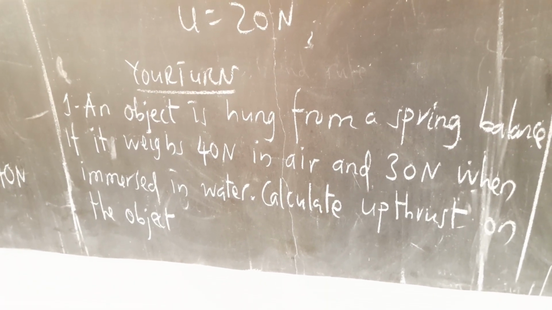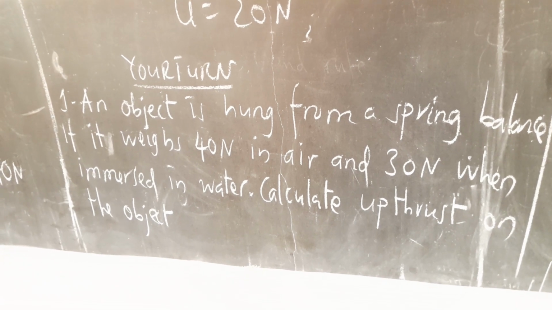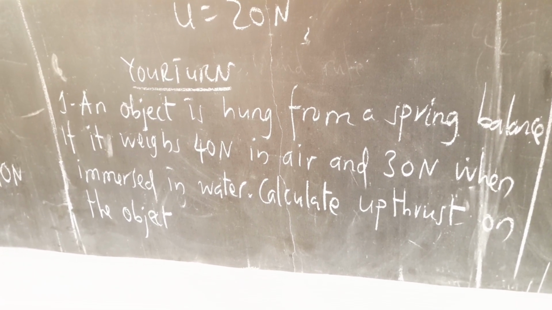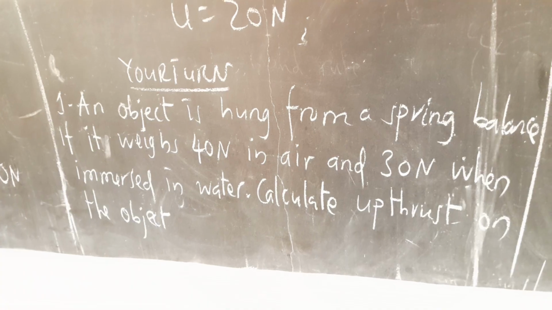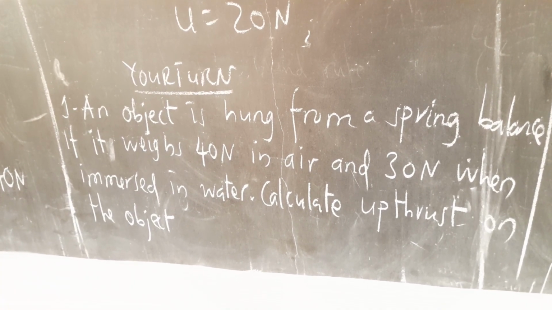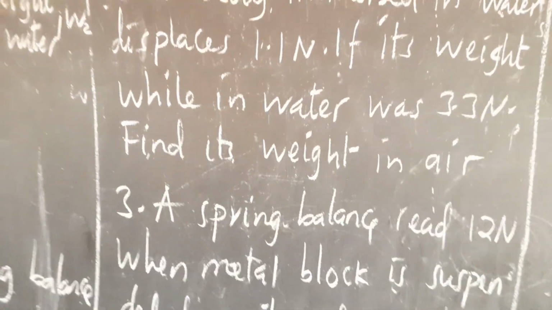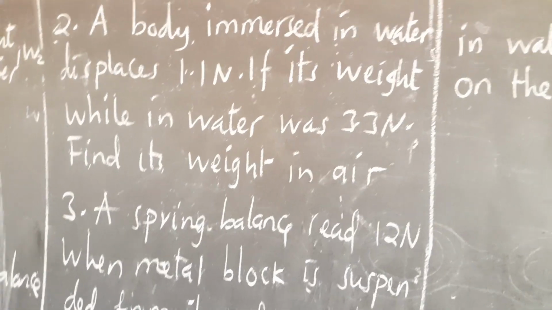An object is hung from a spring balance. If it weighs 40 Newton in air and 30 Newton when immersed in water, calculate the upthrust on the object.